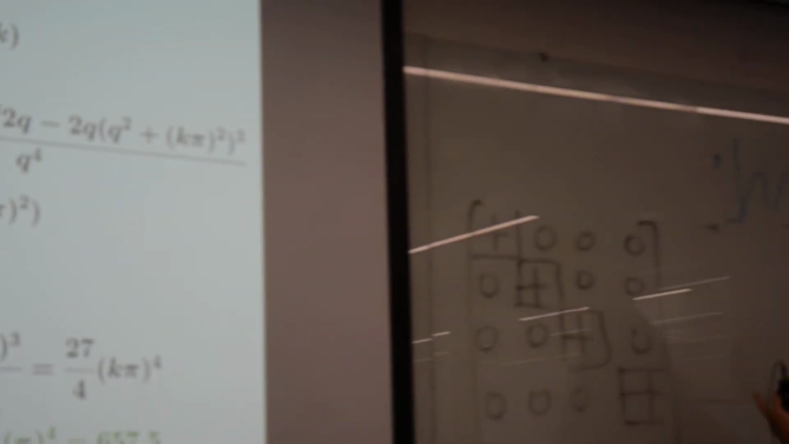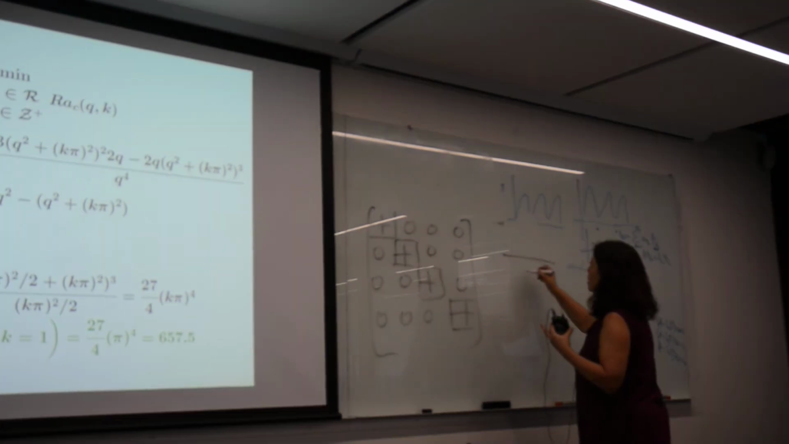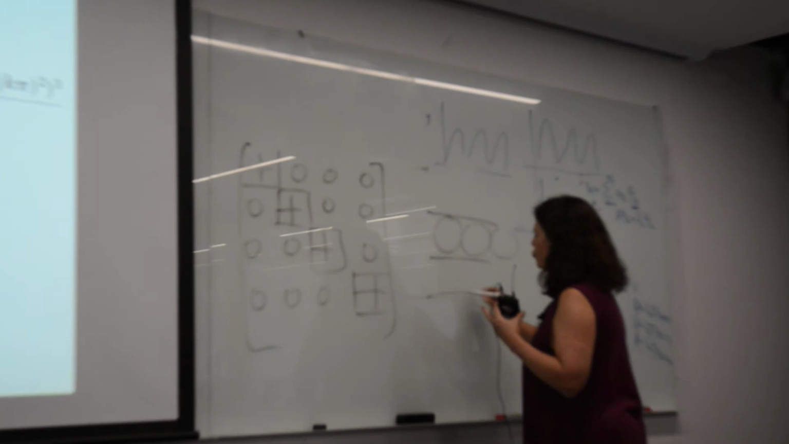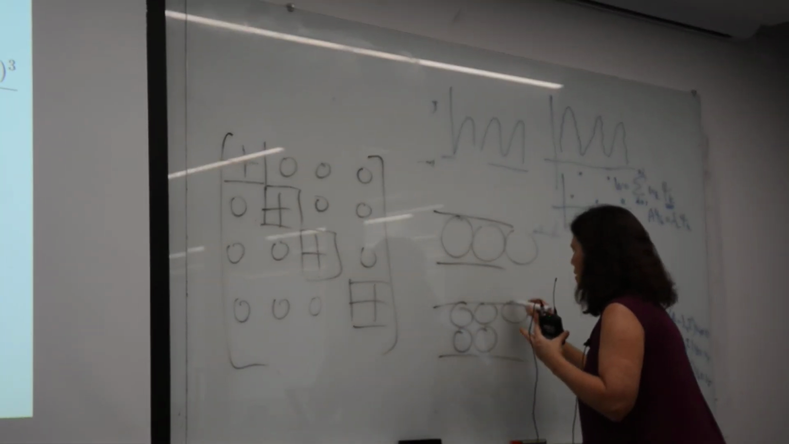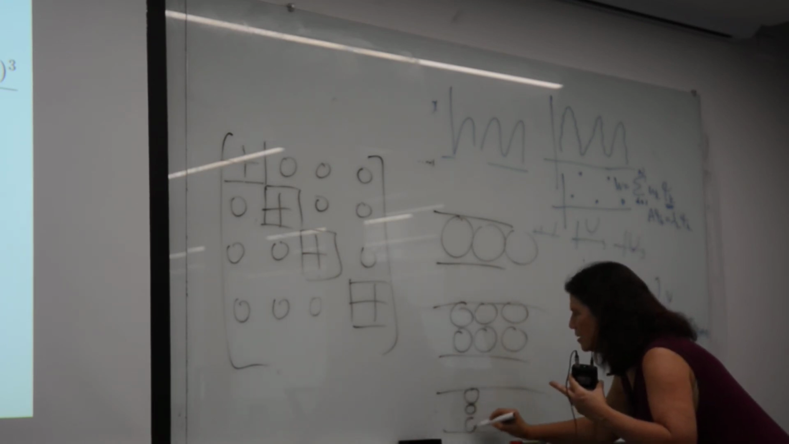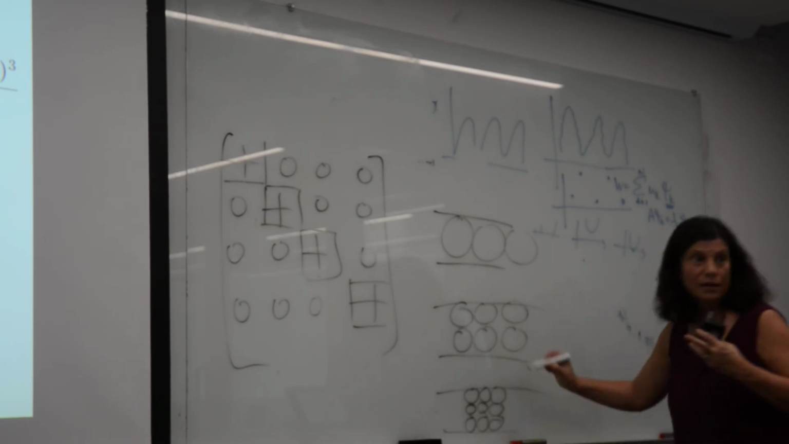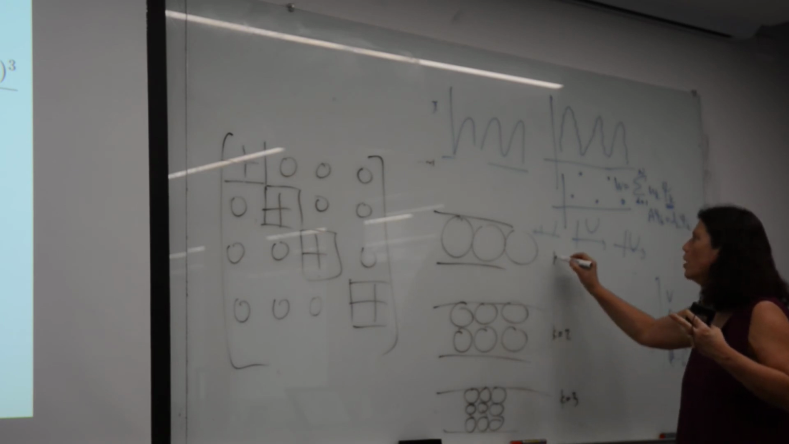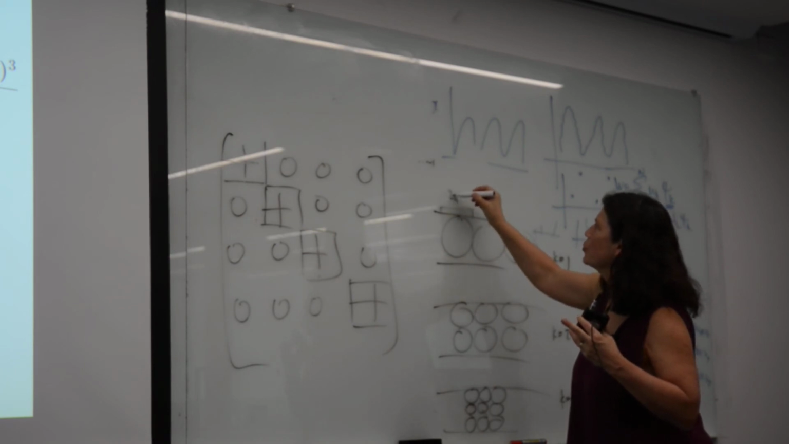Let me draw just a little picture. Okay, here. K equal 1 are things that look like this. K equal 2 are things that look like this. K equal 3 are things that look like this. Okay, k equal 3, k equal 2, k equal 1. Okay, this length is 2 pi over q.